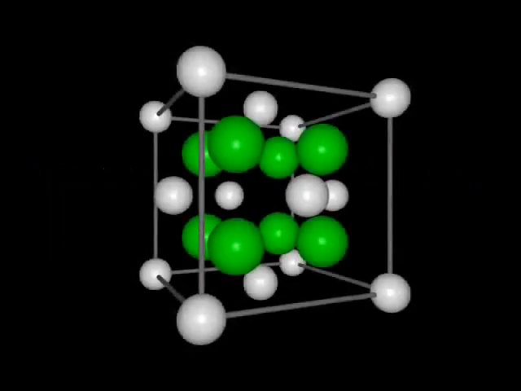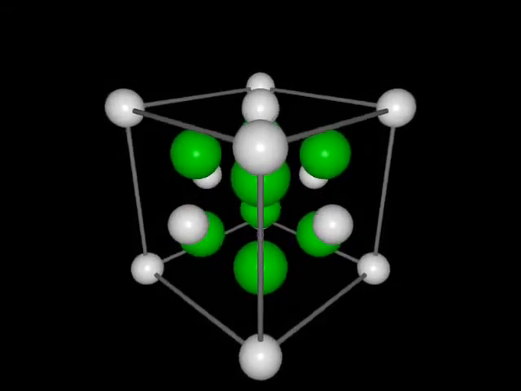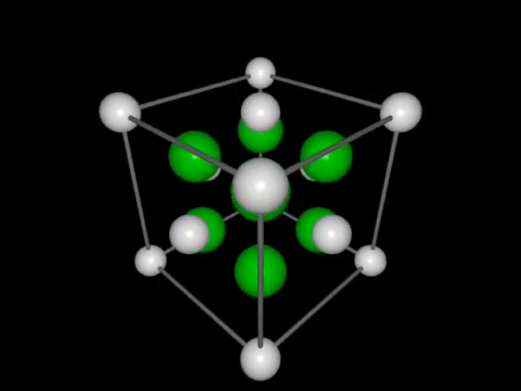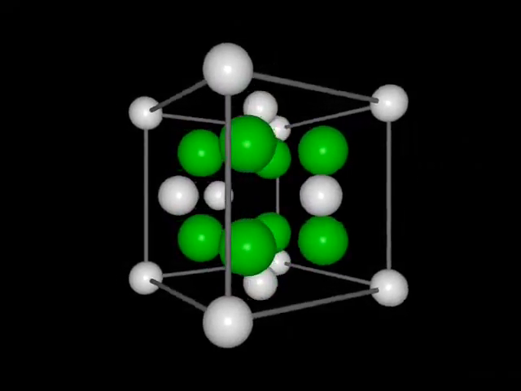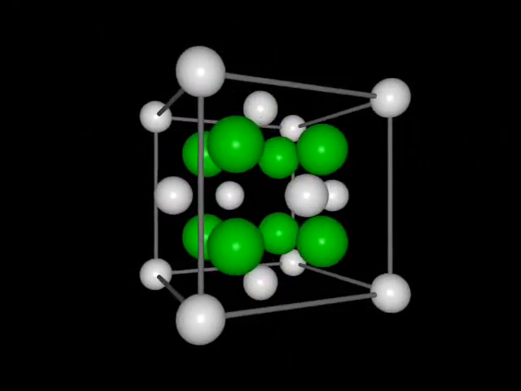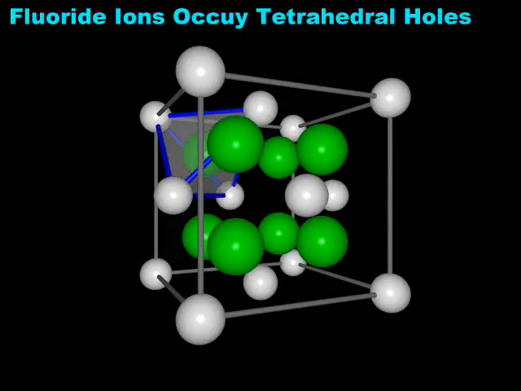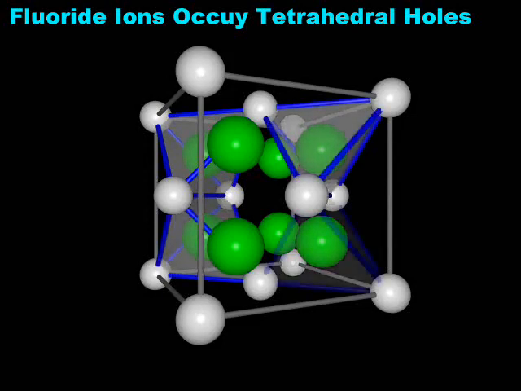A second ionic structure that is based upon a face-centered cubic lattice is the fluorite structure. Fluorite is the mineral calcium fluoride. In the fluorite structure, the calcium ions, represented here by the white spheres, form a face-centered cubic array. The fluoride ions, represented by the green spheres, occupy the tetrahedral holes. Each fluoride ion lies at the center of a tetrahedron of calcium ions.